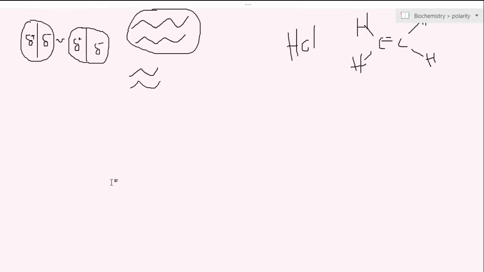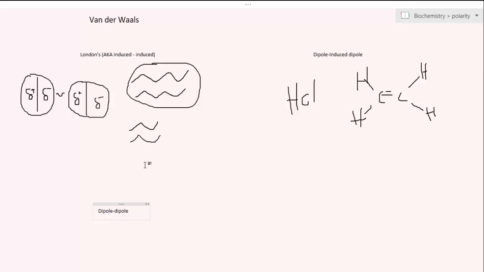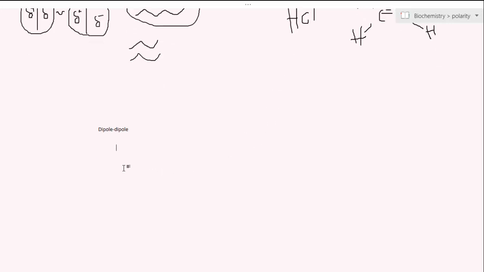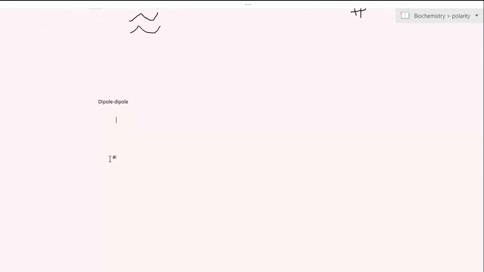Let's get to the final van der Waals interaction, which is dipole-dipole. This one is the strongest among van der Waals interactions. It happens between a dipole and a dipole, for example, HCl with an HCl. I don't want to draw that again and again, so you get the idea.